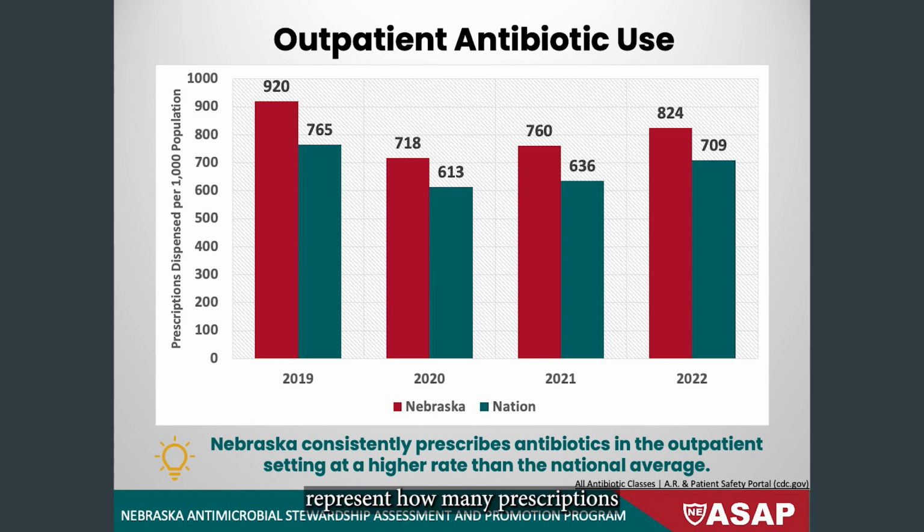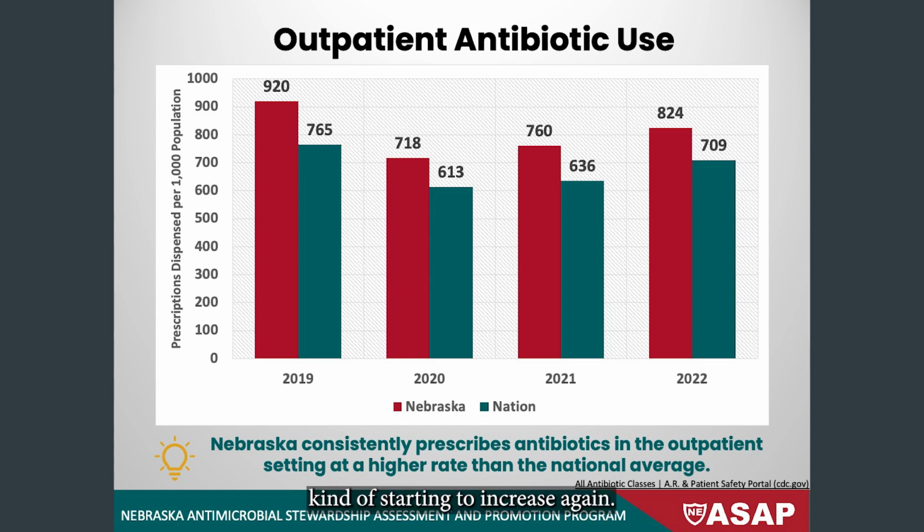So just to orient you to this, the numbers on this graph, the red bars for Nebraska represent how many prescriptions were written per 1,000 population. So in 2019, that 920 prescriptions per 1,000 population means we wrote enough antibiotic prescriptions in the outpatient setting that 9 out of every 10 people that live in the state could have gotten a prescription. So even looking around this room, that's a ton of antibiotics. It's crazy.